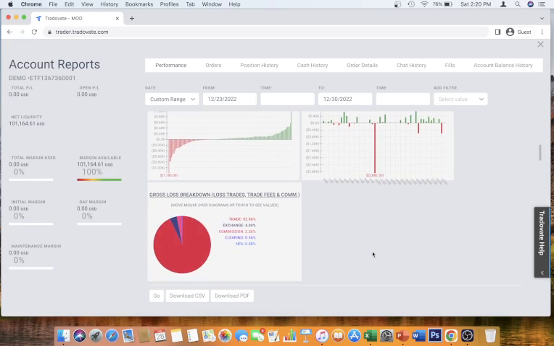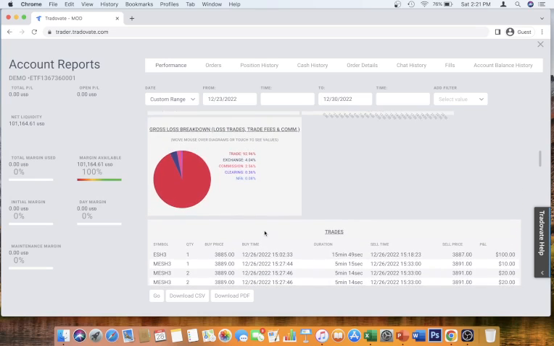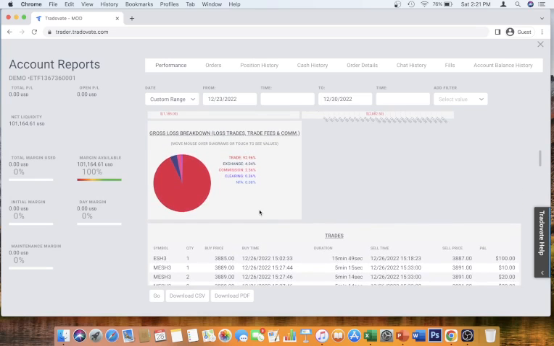So let's look at my gross loss breakdown. Most of my losses were on the trade. 4% was from exchange fees, and then 2% was from commissions. 0.3% was from clearing fees, I guess, and NFA. I'm not sure what that means. But this is a great tool to have.